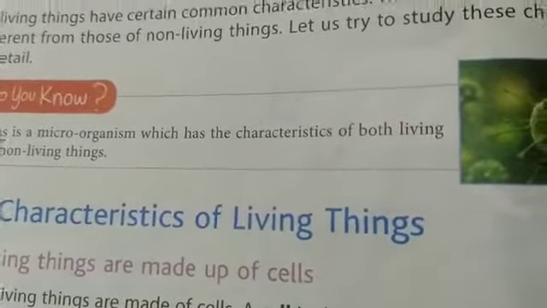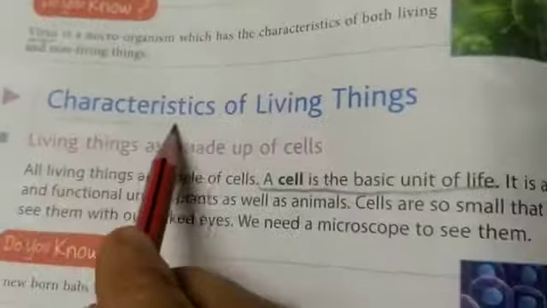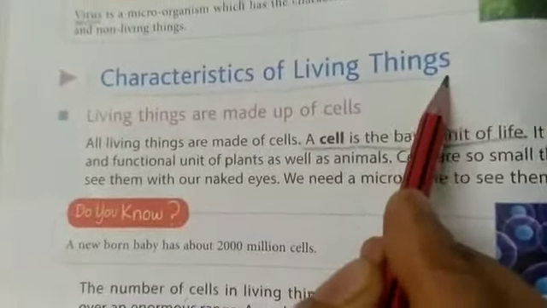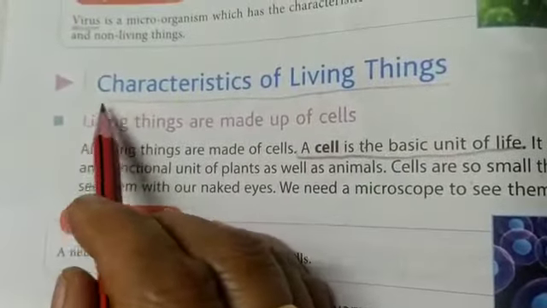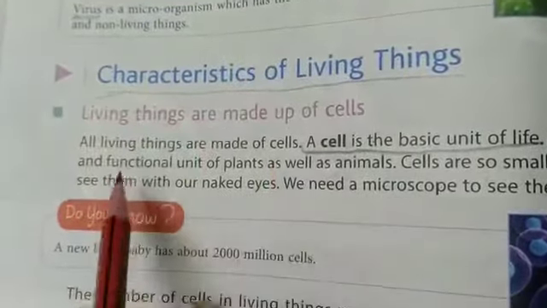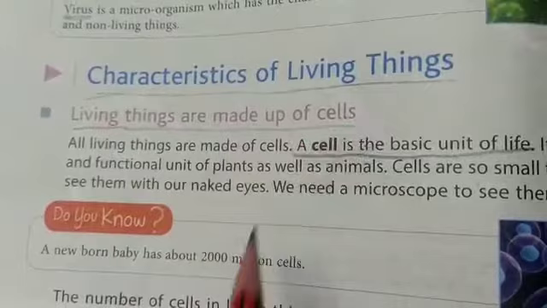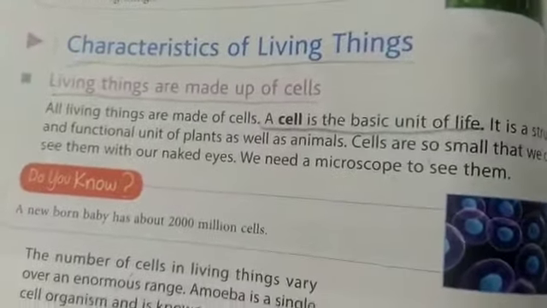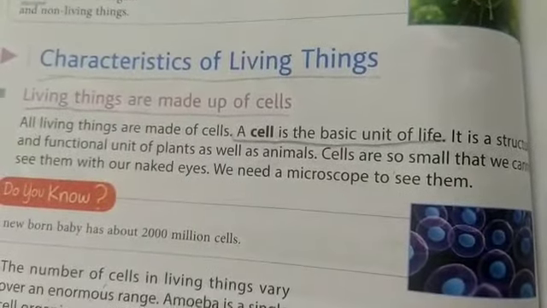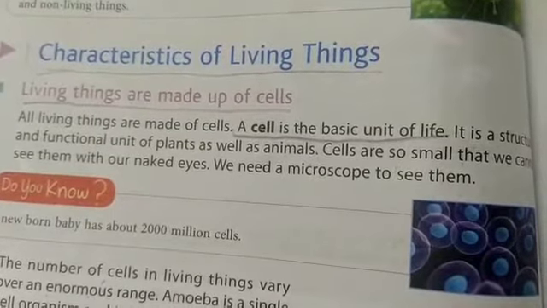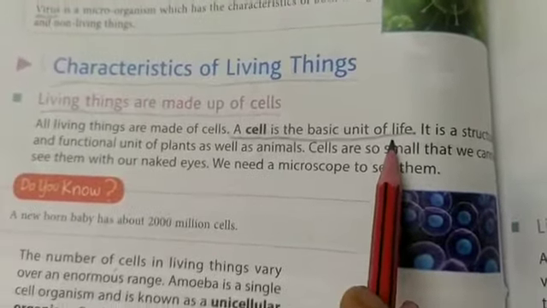Okay. After that, characteristics of living things. What are the characteristics of living things? So the first is, living things are made up of cells. All living things are made up of cells. What is a cell? Cell is the basic unit of life. Underline this.